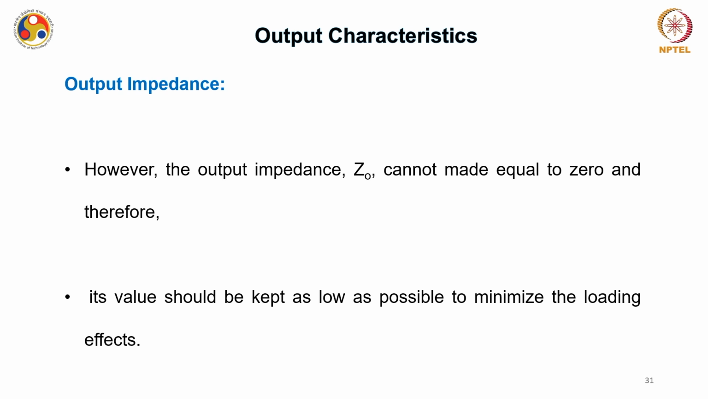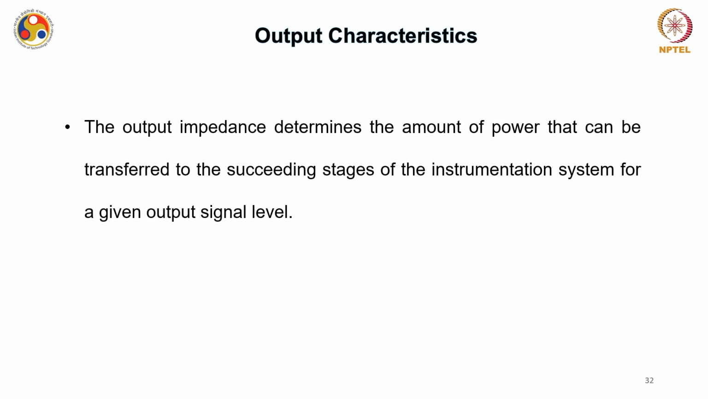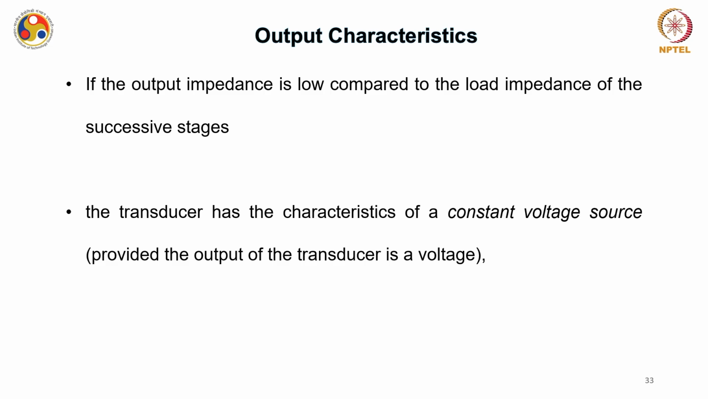Input impedance we want maximum because it should not load the system to which it is attached, right. The output impedance determines the amount of power that can be transferred to the succeeding stages of the instrumentation system for a given output signal level, all right.